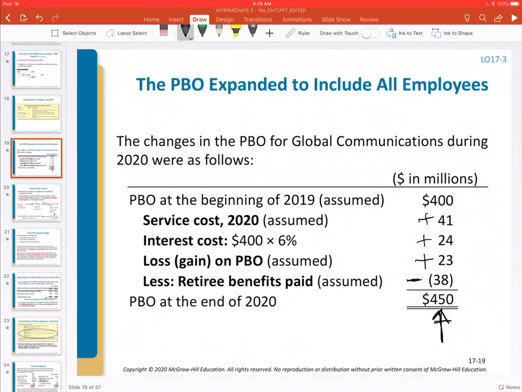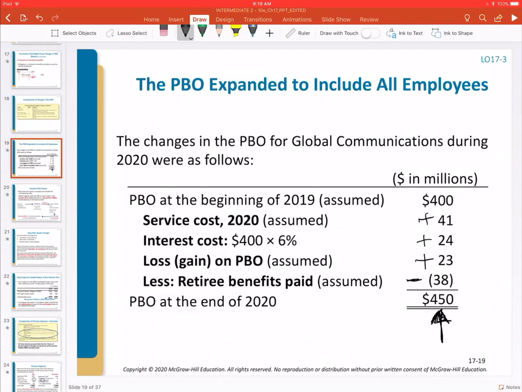Whenever we pay out benefits, just like any other liability, whenever we pay for something that we owed, that's going to decrease the value of our liability. If we take all of that, add and subtract it together, we would be able to, number one, indicate that the ending balance of that liability at the end of 2020 is $450 million.